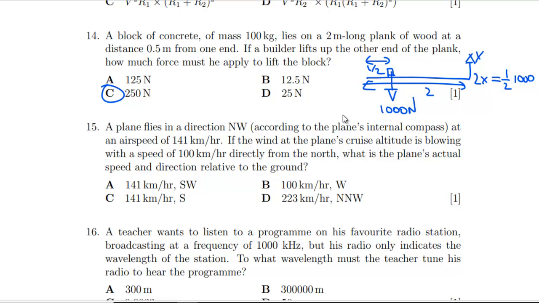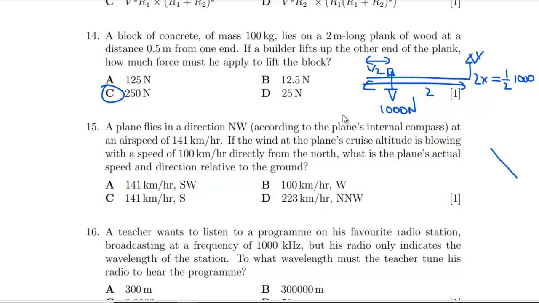A plane flies in a direction northwest according to the plane's internal compass, at an airspeed of 141 kilometers per hour. Okay, not entirely sure what that means. So I suppose that's what it's been set at. It doesn't take into account it being blown around. Right, okay, that makes sense.